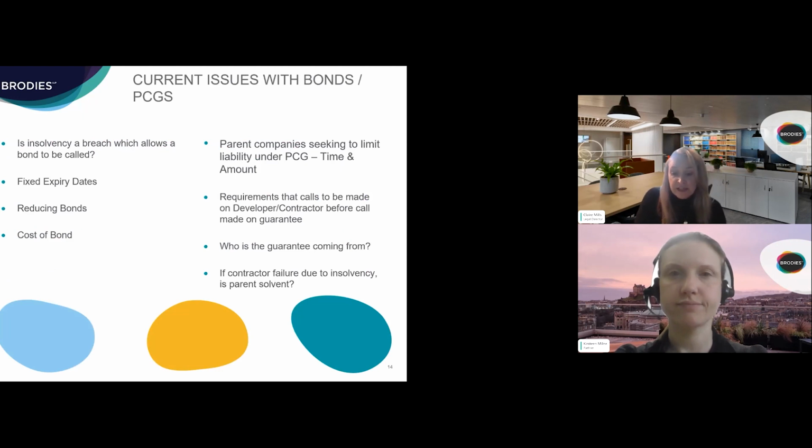I've put on this slide just a few issues we're currently seeing with procuring bonds and parent company guarantees in the current market. Agreeing the terms of and obtaining a bond or a parent company guarantee is certainly not without its challenges at the moment, and we're certainly experiencing what we describe as the so-called hardening of the bond market, where bonds are increasingly difficult to obtain.